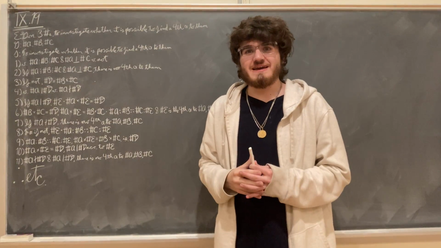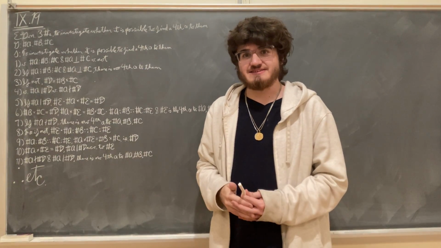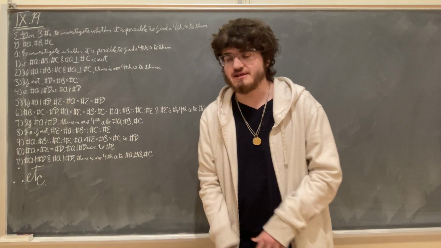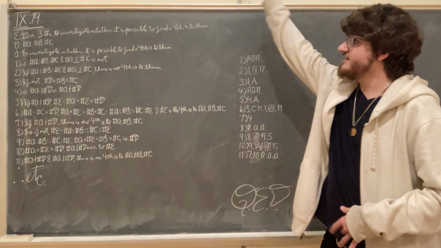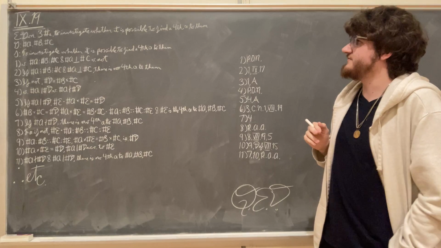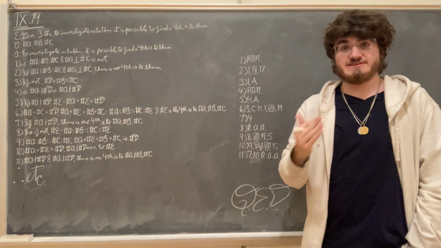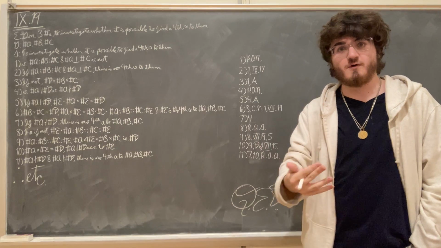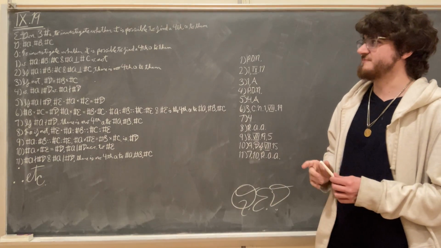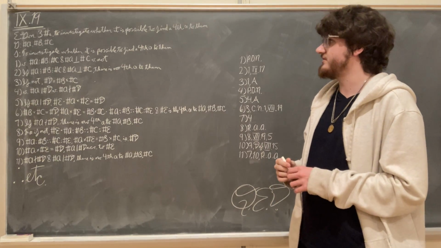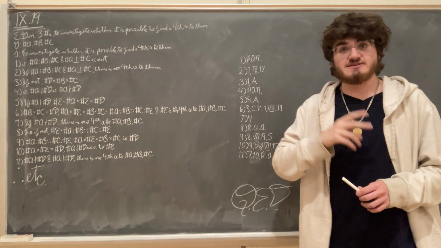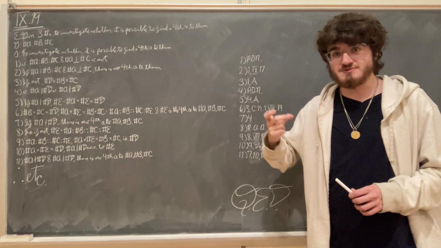Hello! This will be a demonstration of Proposition 19 from Book 9 of Euclid's Elements, which says: given three numbers, to investigate whether it is possible to find a fourth proportional to them. We're given three numbers A, B, and C, and the task before us is to investigate whether it is possible to find a fourth proportional to them, such that A is to B just as C is to this number.